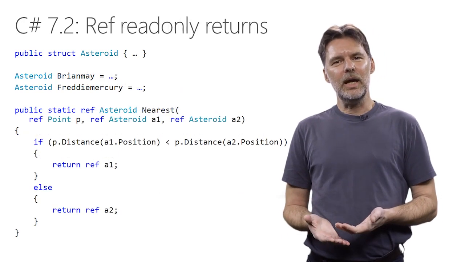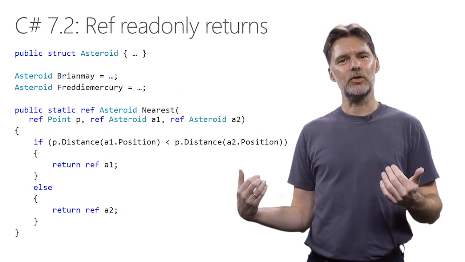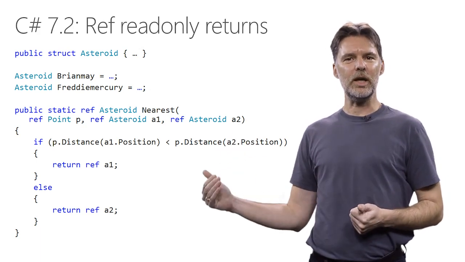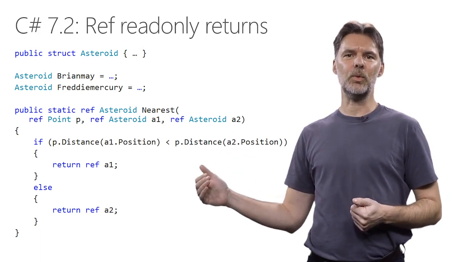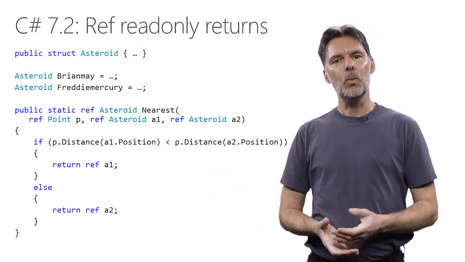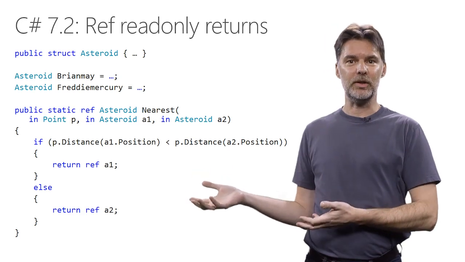C# 7.0 added the ability to return a reference just as you can pass one in. Here we have another method that takes two asteroids by reference and returns the one closest to a given point, again by reference. Well, what if we want to take in parameters to this method instead?